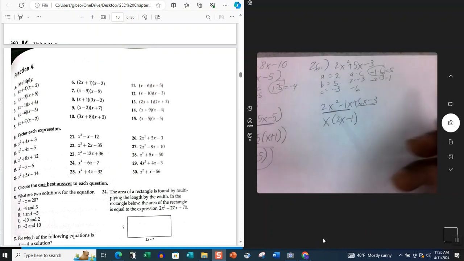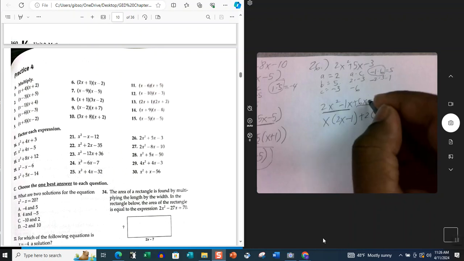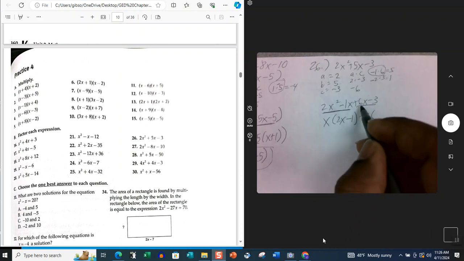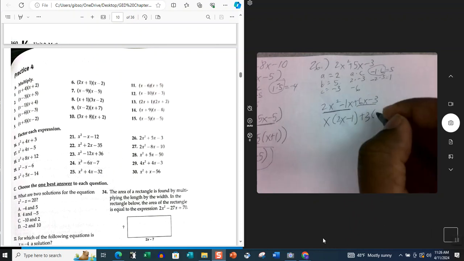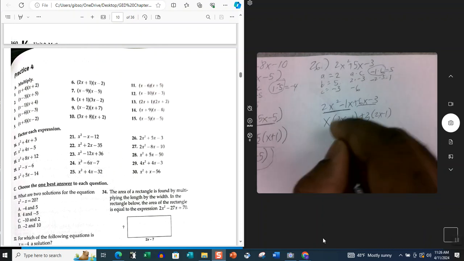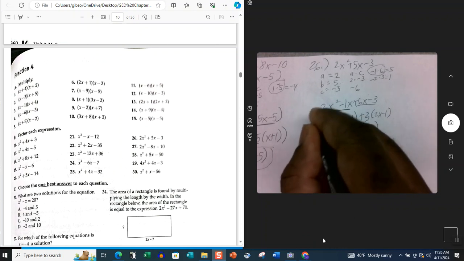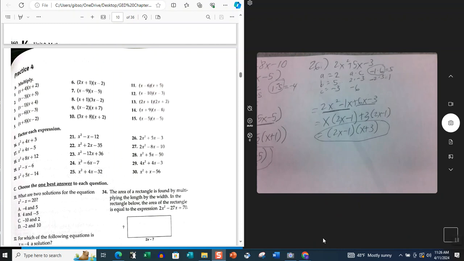We group the second two. You can factor out a positive 3, and you add 2x minus 1. The two parentheses match up, so you add 2x minus 1 in one parenthesis, and x plus 3 in the other parenthesis. And we are done.